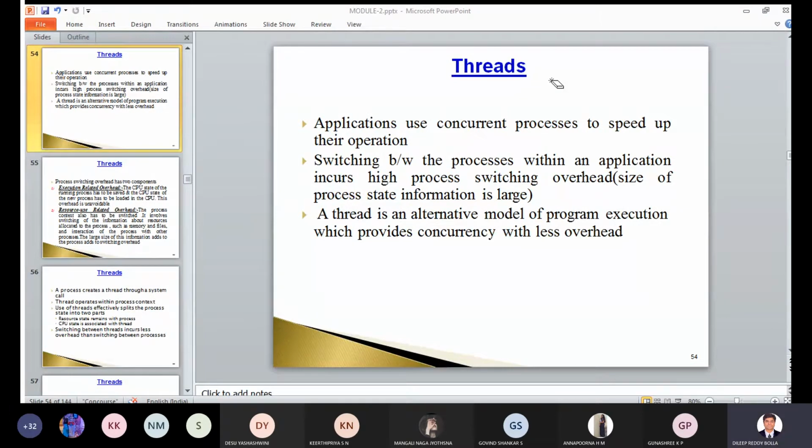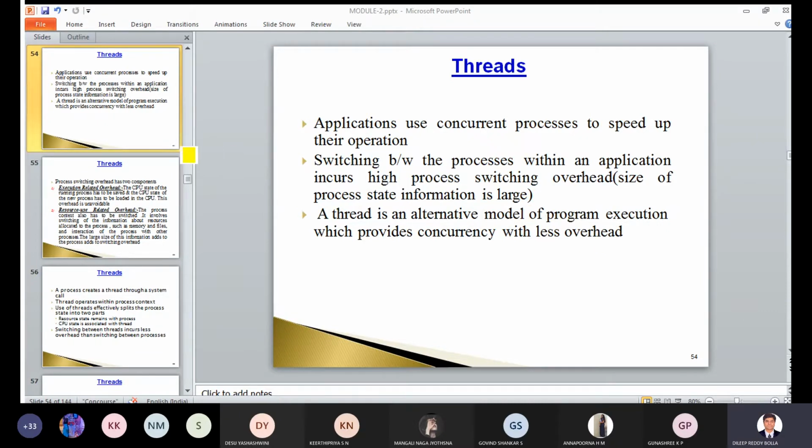Fine. To speed up what? To speed up their operation. That's how the slides will be. So these threads will be useful. Correct? Yeah.